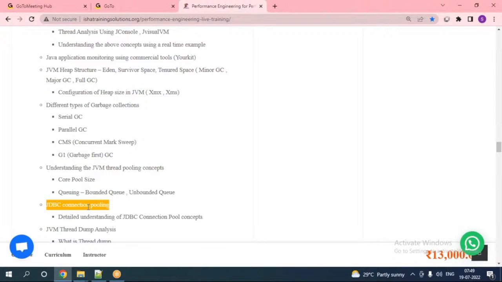We are going to learn about JDBC connection points in a detailed way, how the connection point actually works, along with performance engineering concepts and understanding everything.